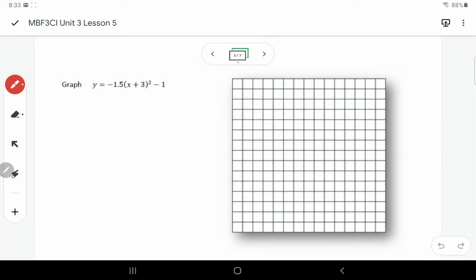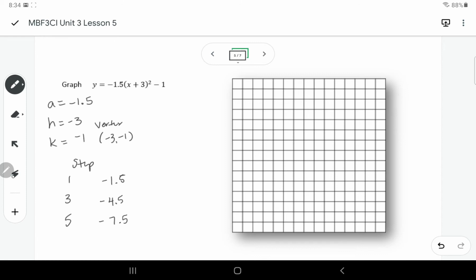I'll do one more example of the graphing here. This one also was in the chart, and we had A was negative 1.5, H was negative 3, K was negative 1. So the vertex was negative 3, negative 1. And my step pattern, instead of being 1, 3, 5, it was negative 1.5. We're multiplying by our A value now, negative 4.5 and negative 7.5. So this one is opening down.